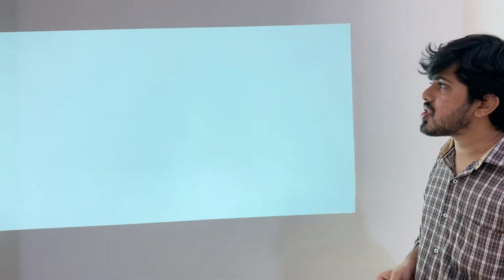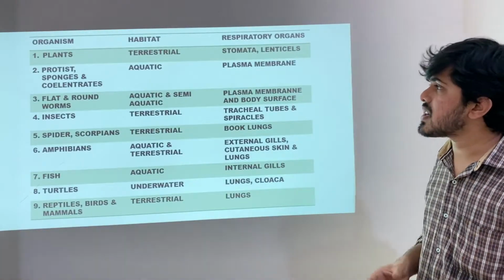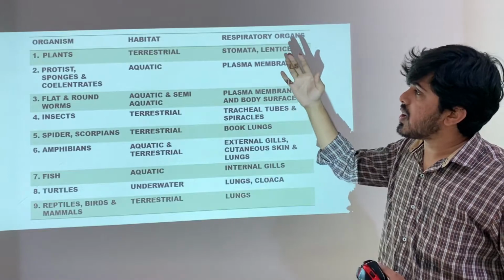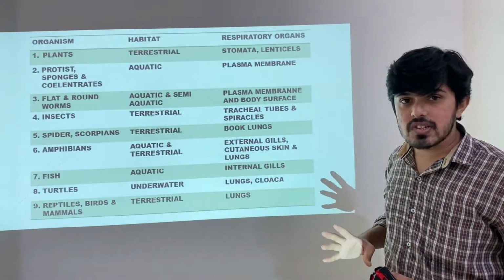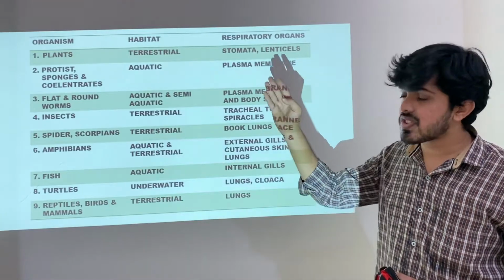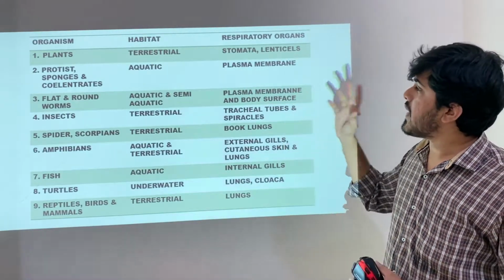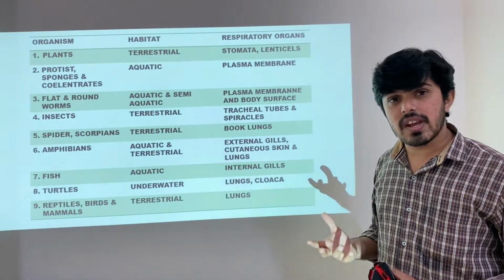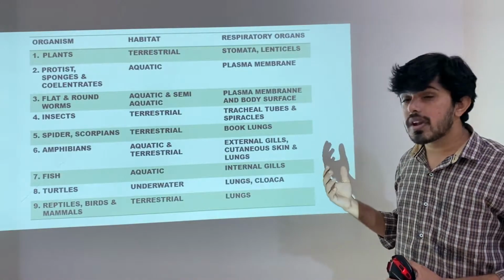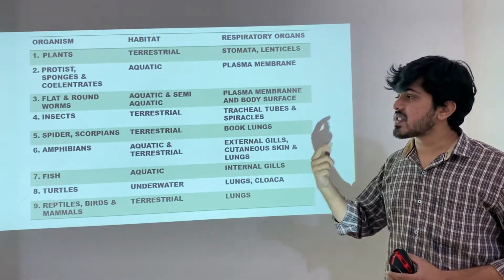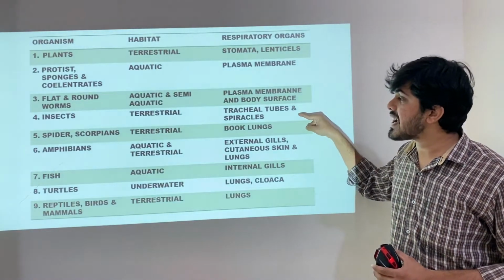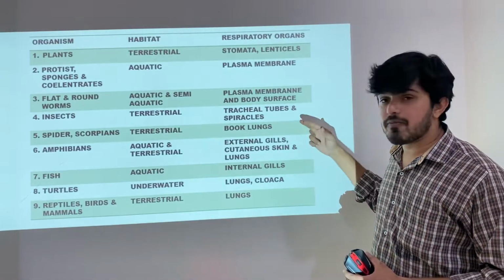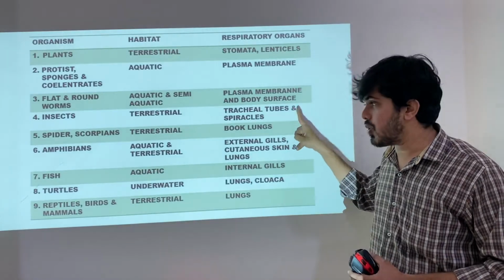So overall in today's lecture, we have classified various organisms and we have studied their respiratory organs. First of all, we studied plants, those were terrestrial and they have stomata and lenticels. We studied protists, sponges, cnidarians, various examples we saw, all are aquatic and they have plasma membrane as the respiratory organ. We studied flat and round worms, they are aquatic or semi-aquatic, they have plasma membrane and body surface for respiration. Insects are terrestrial, they have specialized tracheal tubes and spiracles. Then spiders, scorpions, that is arachnids, they are terrestrial, they have book lungs. Very important for MCQ, they have book lungs.